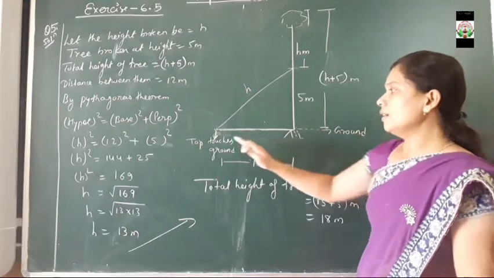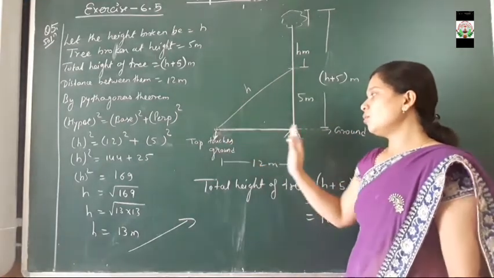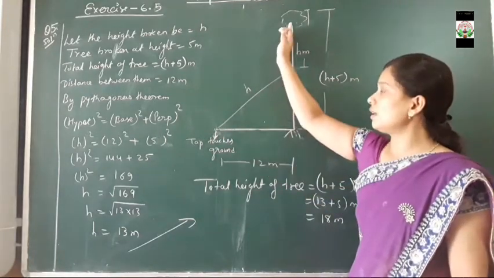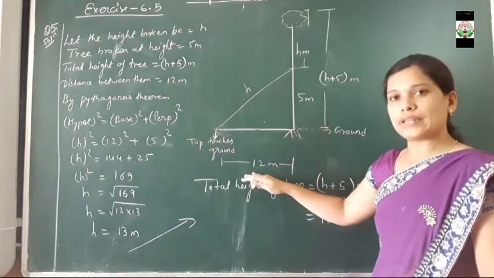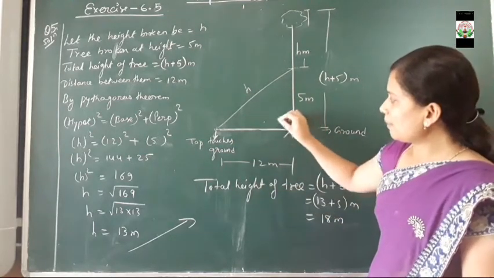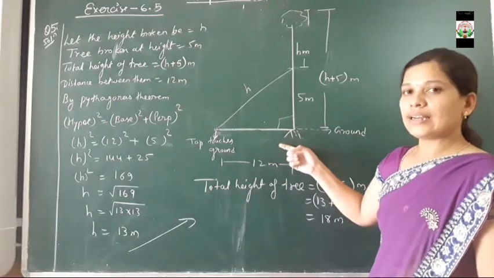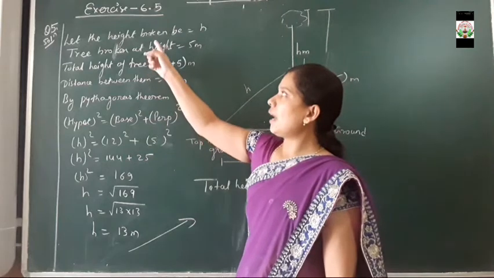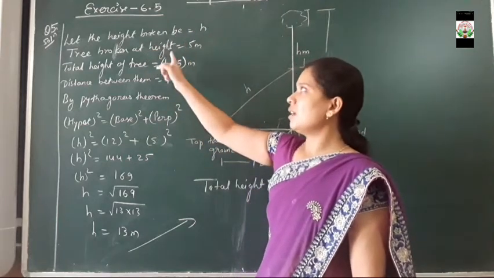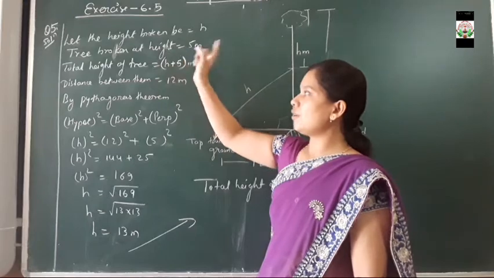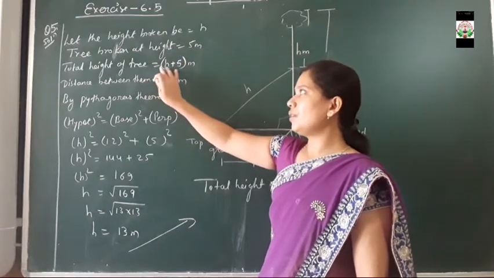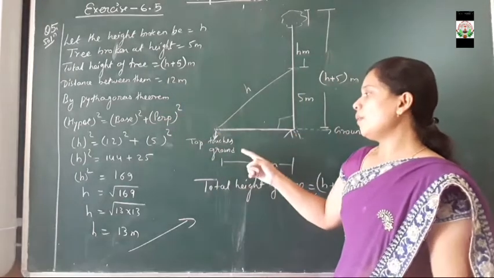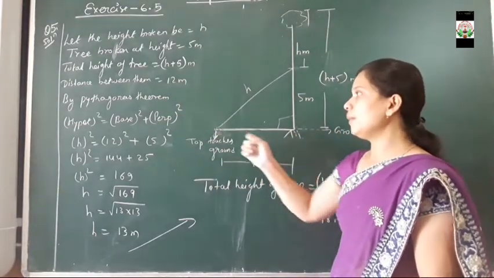And the tree's top touches the ground, that means tree का root और ये जो tree का top है वो ground पे गिरा, उसका distance है 12 meter. Now we can see that a 90-degree angle, a right angle triangle is formed, hence we can apply the Pythagoras theorem there. The height of the tree broken we took as h, broken at a height of 5 meter, the total height of the tree will be h plus 5 from the diagram, and the distance from the top of the tree to the root will be 12 meter.